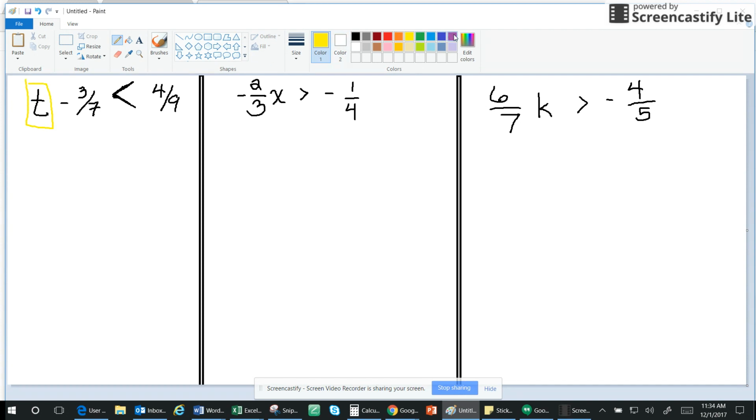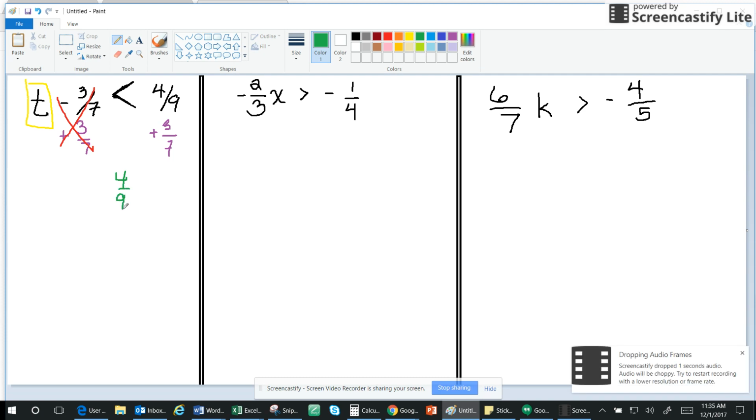All right. Do the opposite operation to cancel whatever's happening. So we see minus 3/7, so we're going to add 3/7 to both sides. When we do that, these guys cancel. And now we have the issue of I got to get a common denominator to add these two fractions together.